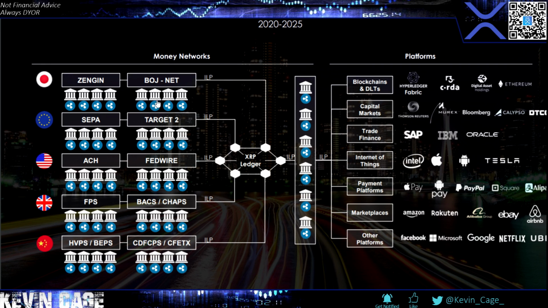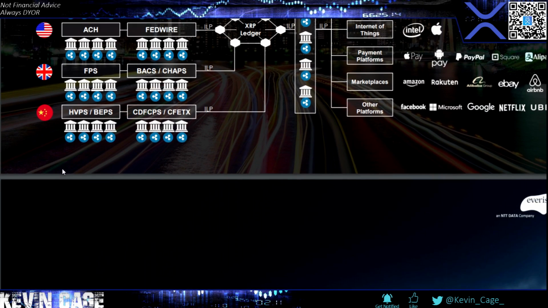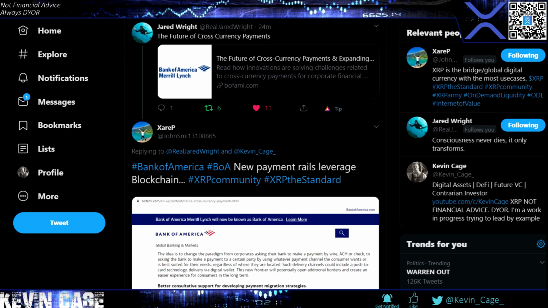All right, and you can see these money networks as well. Bank of Japan, Target 2 payments. I know you guys know about Target and TIPS as well. All right, and that is it. Now, I want to go over this next article.